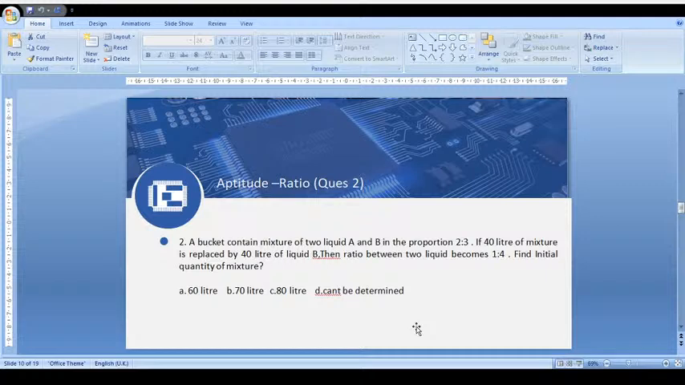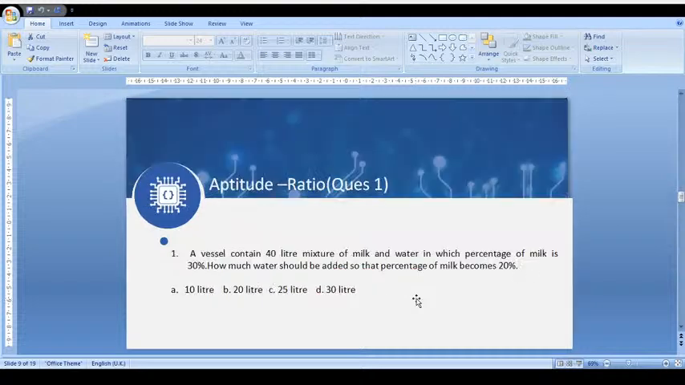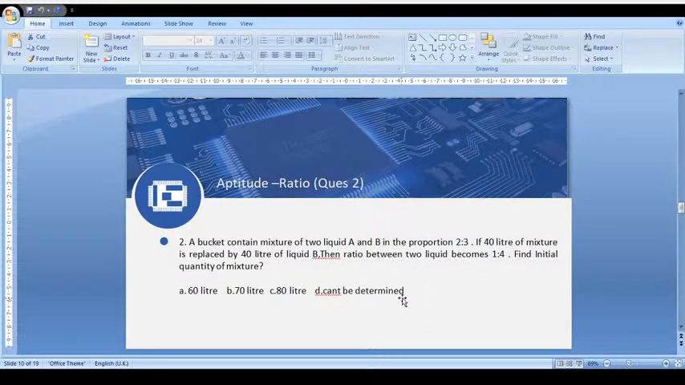Okay. That means the ratio between A and B is 2:3, and 40 liter of mixture we replace by 40 liter of liquid B, then the ratio becomes 1:4. Then it asks what is the initial quantity of mixture. Okay, fine. And the answer to the first question is 20, right? The first answer is option B. Okay. Then I come to the second question. 2:3, 40 liter replaced. Okay.